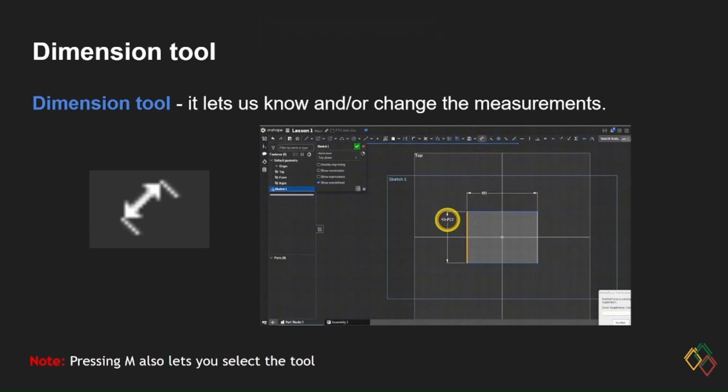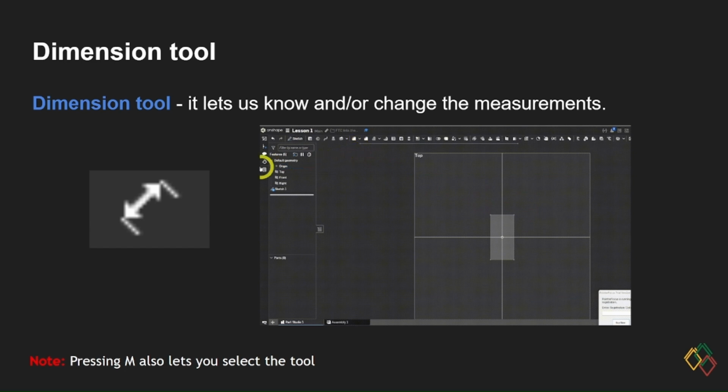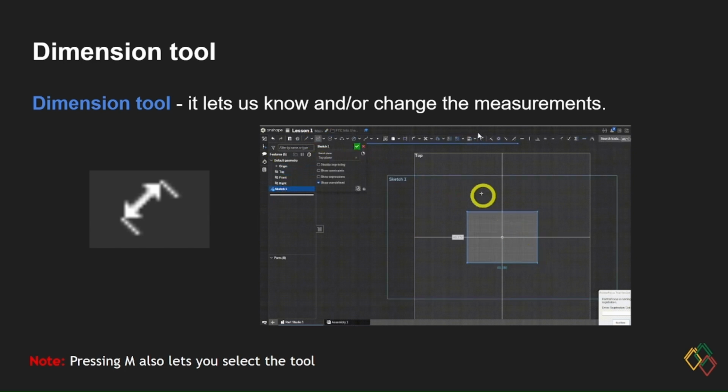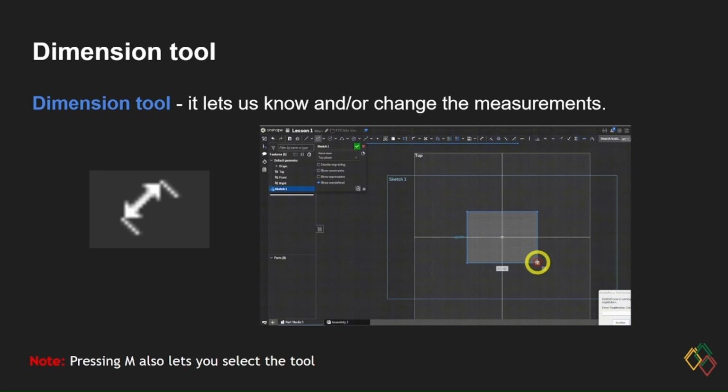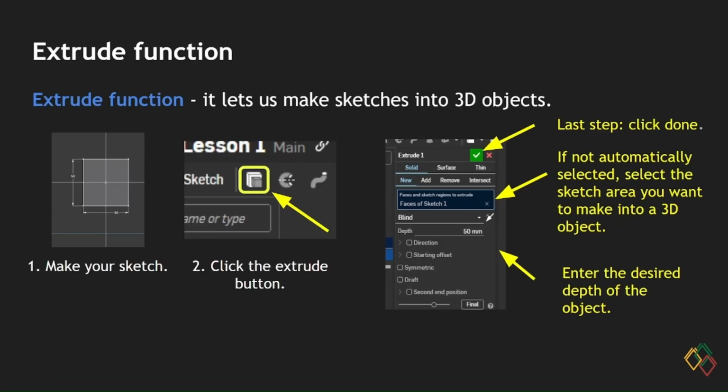Okay, so now moving on to our measuring tool. What the measuring tool does is it lets us specify how long a line should be. If we go into our sketch tools and click the dimension tool right here, it allows us to say how long this should be. For example, I've clicked on the line and specified that I want this line to be 60 millimeters and this line to be 40 millimeters. Also, pressing the letter M lets you select the tool, so it's kind of a shortcut.